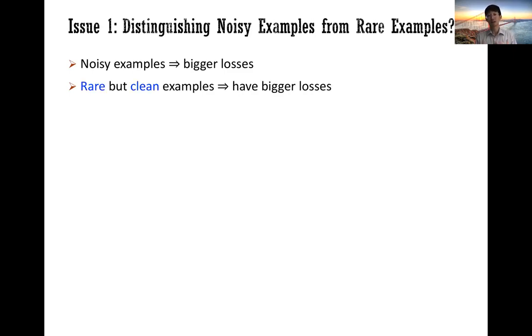However, there is a big issue when you use these kinds of techniques on imbalanced and heteroskedastic datasets. The issue is that it's very hard to distinguish noisy examples from rare examples. We have seen that noisy examples tend to have bigger losses. However, on the other hand, rare but clean examples also tend to have bigger losses. Even though the example is pretty clean, with no label noise, just because the example is rare, it sometimes tends to have bigger losses.